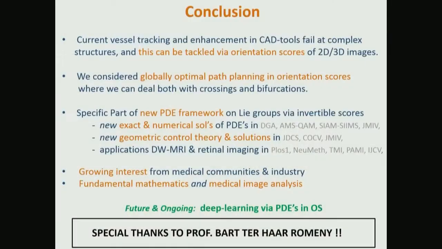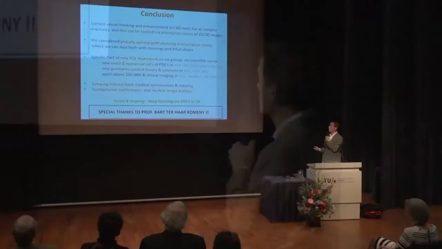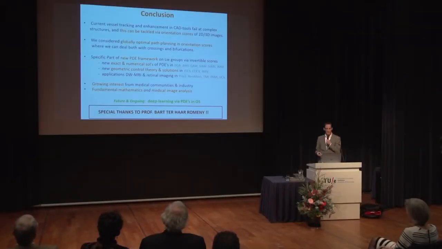So the conclusion: current vessel tracking and enhancement in computer-aided diagnosis tools fail at complex structures. And this can be tackled via orientation scores of 2D and 3D images, where you extend the image domain from position space only to the joint space of positions and orientations. We considered globally optimal path planning in orientation scores, where we can deal both with crossings and bifurcations. What I presented today is a specific part of a new PDE framework on Lie groups via invertible scores.